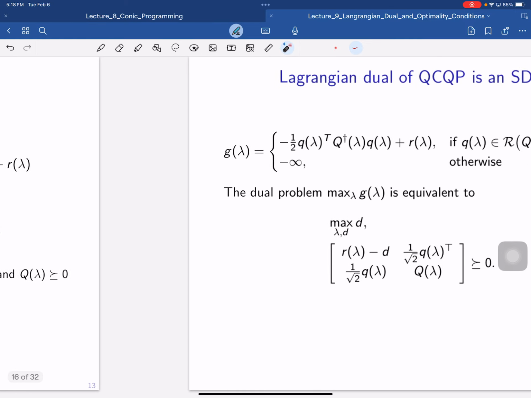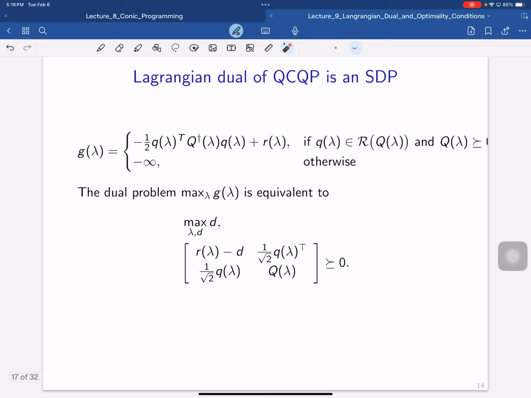Next, I'm going to show a quite shocking result. When I first read about this, I felt this was a very shocking result. It basically shows that the Lagrangian dual of a QCQP is an SDP. So in the previous lecture, we covered something related to semi-definite programming problems, right?